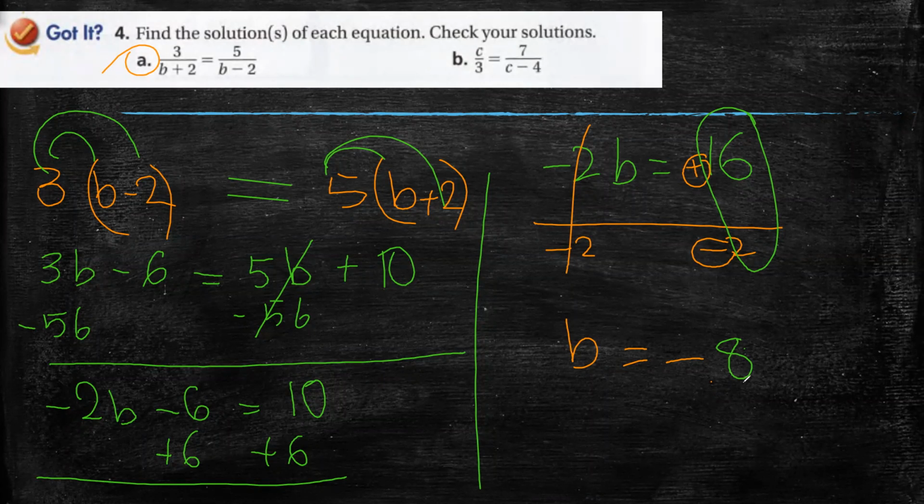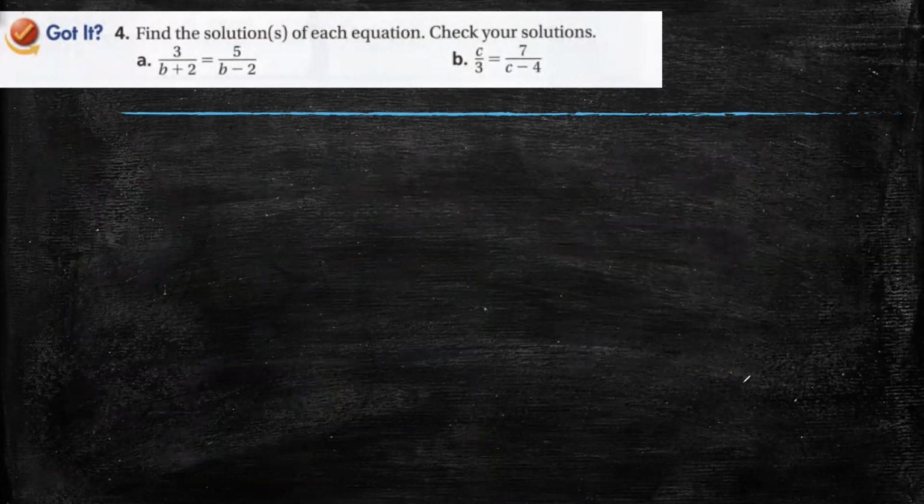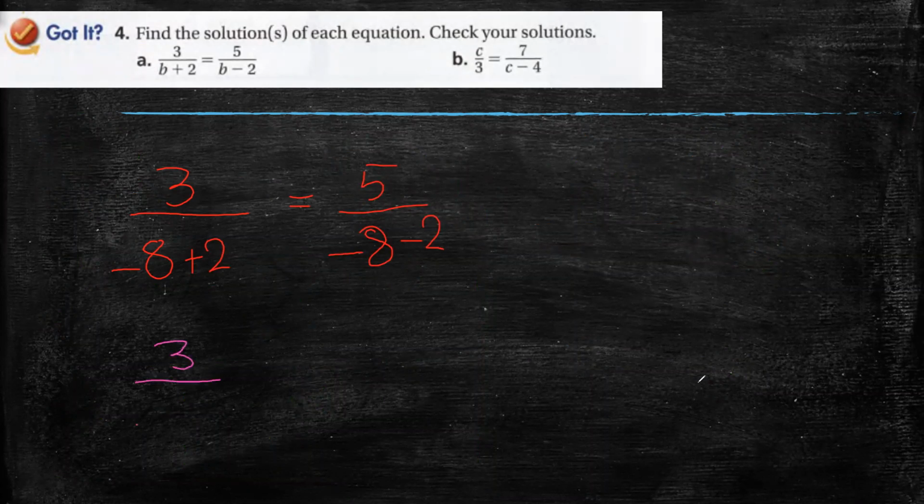Now let's check our solutions. Don't forget the value of b now is negative 8. So you have now to evaluate here. 3 over negative 8 plus 2 must be equal to 5 over negative 8 minus 2. 3 over negative 6. Is it equal to 5 over negative 10?